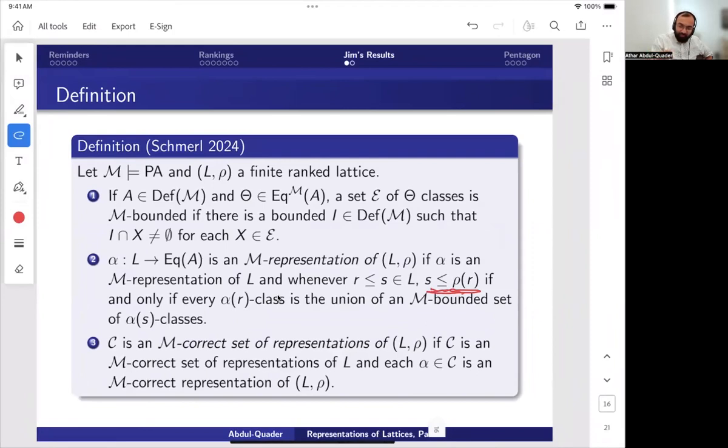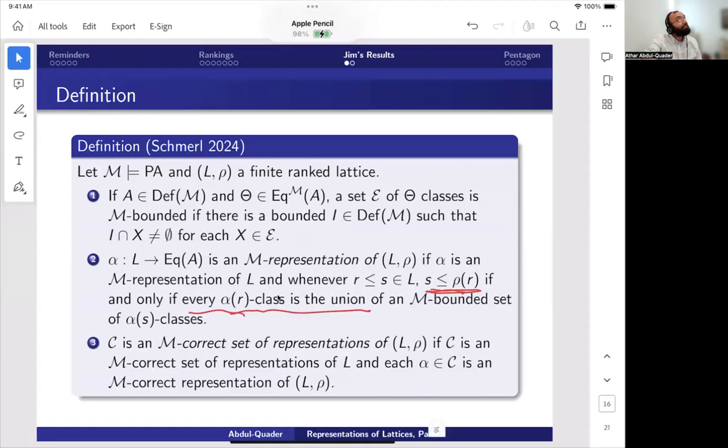So if you wanted to say, okay, if I want to say that K2 is an end extension of K1, then you would need this to not happen. In other words, you need some alpha of R class that splits into an unbounded set of alpha of S classes. Yeah, I guess that's the way to say it.